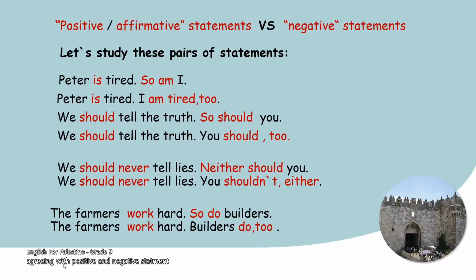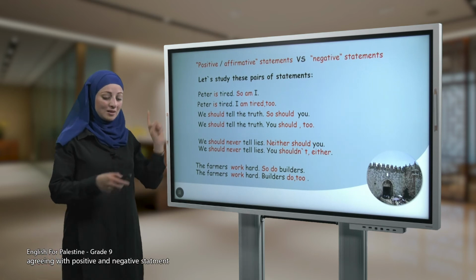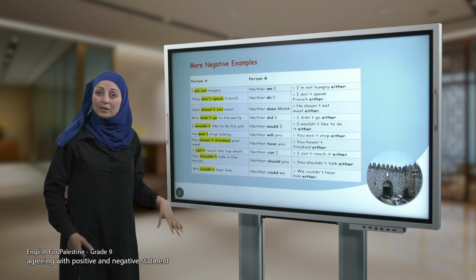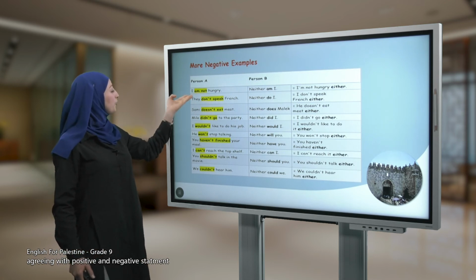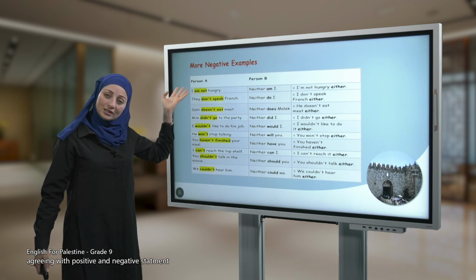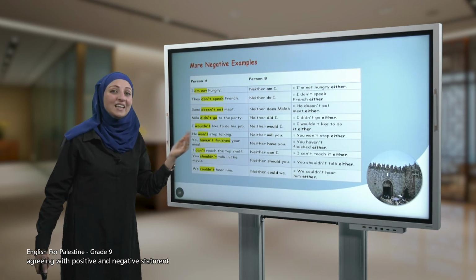Let's continue. The farmers work hard, so do builders. The farmers work hard. Builders do too. So here I am agreeing with a positive statement. Let's continue. Here we have more negative examples. You have to read them carefully in order to understand. For example, I have 2 people here. They are talking. One will start talking, the other will agree either with positive statements or negative.